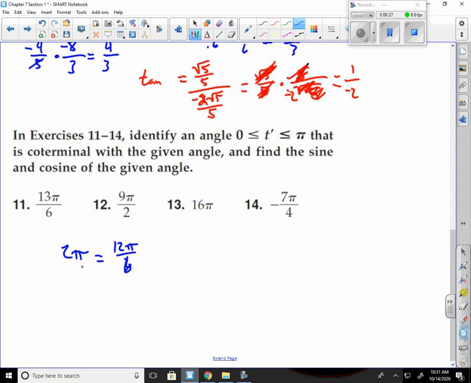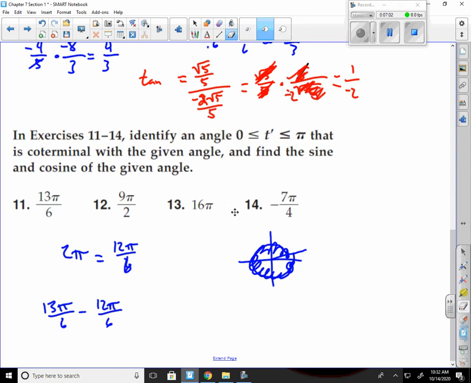So if I just multiply the top and bottom by 6. Now if I subtract 13 pi over 6 minus 12 pi over 6, or 2 pi, because that was one full rotation. 13 pi over 6 looks like this. I went the whole way around, and I ended up back here at pi over 6. So by subtracting the 12 pi over 6, I'm getting rid of this whole part.